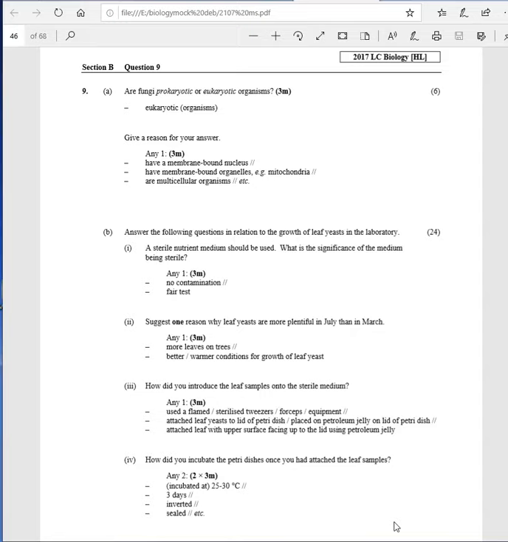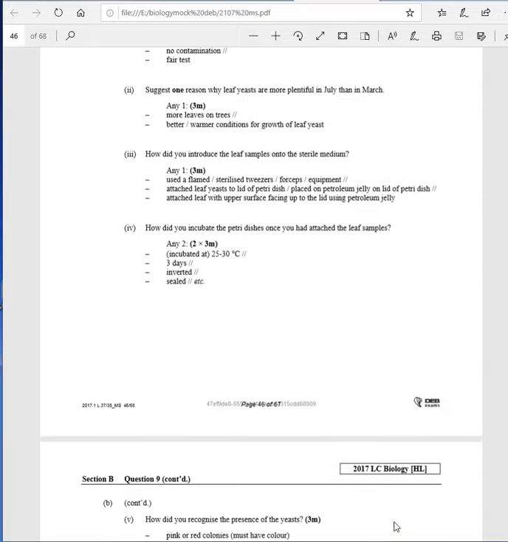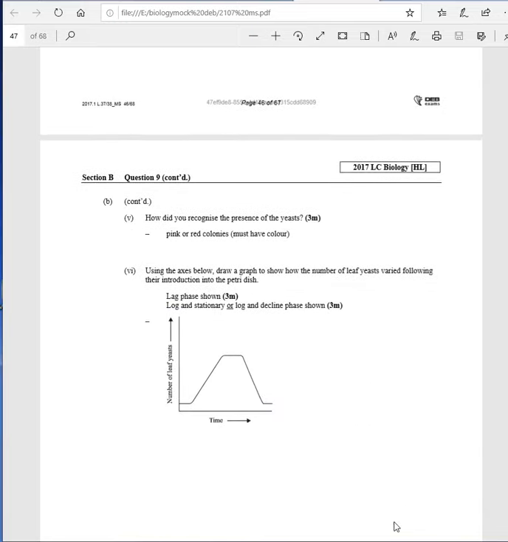How did you incubate the petri dishes once you'd attached them? You incubated them for 3 days, and after your 3 days you inverted them or turned them over, and that's about it really. Alright, how did you recognize the presence of your yeast? You had pink colonies on the agar formed opposite the leaf. And using axis, draw a graph to show the number of leaf yeasts varied.